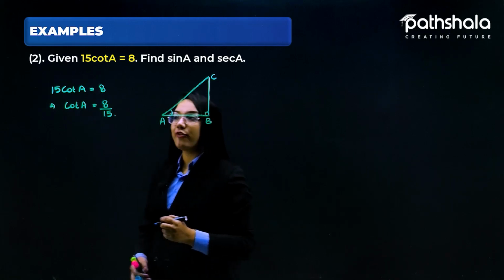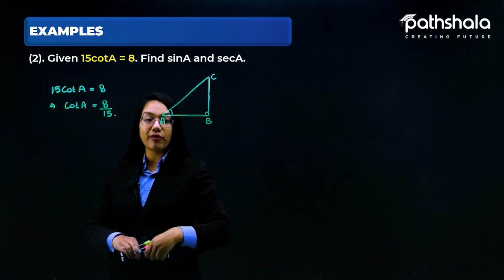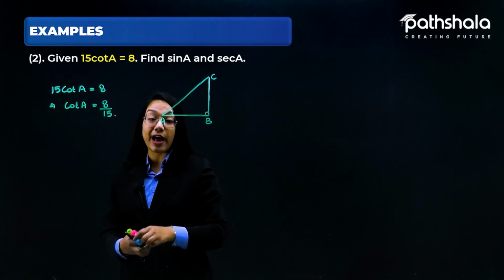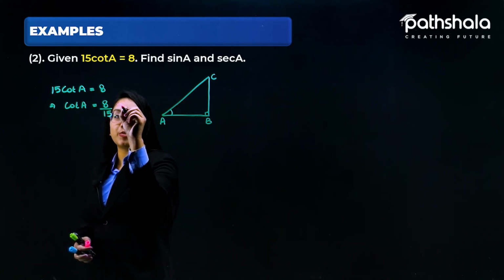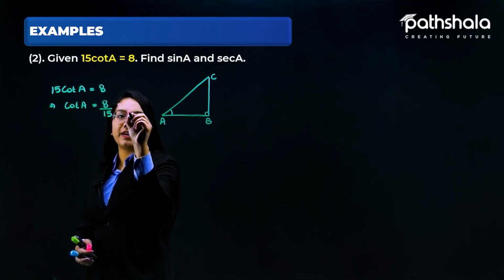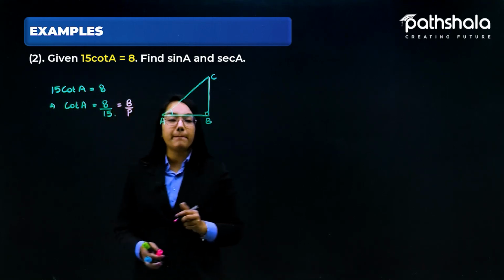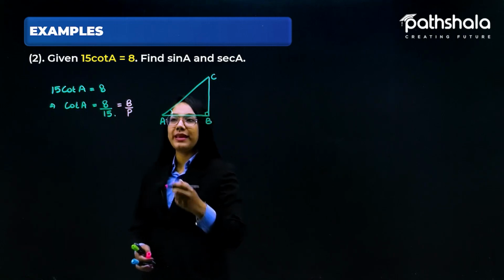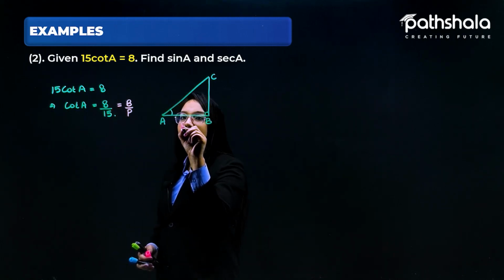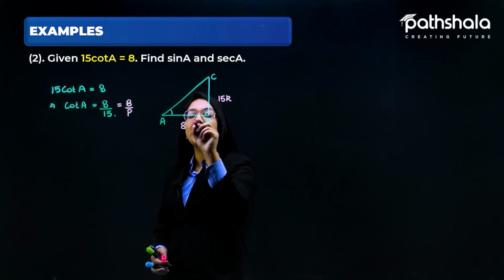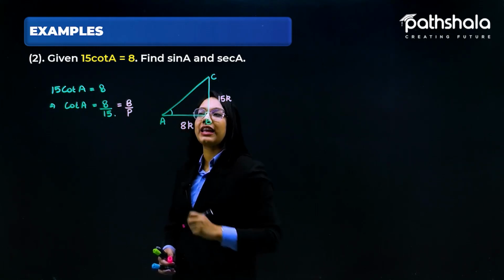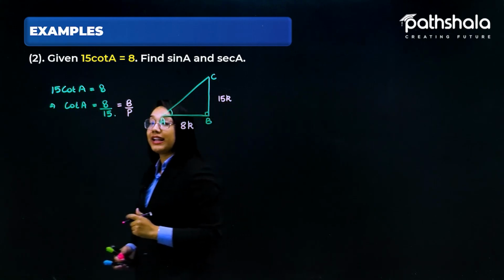Since we have cot A, and we know that cot A is the reciprocal of tan A, this represents the base by perpendicular ratio. Means base is 8 and perpendicular is 15. Since it is in a ratio, we are taking it as 15k and 8k.